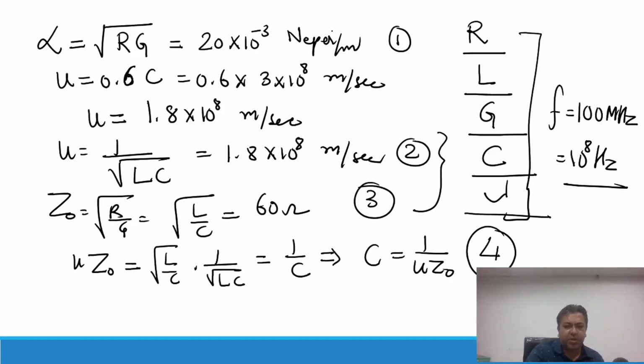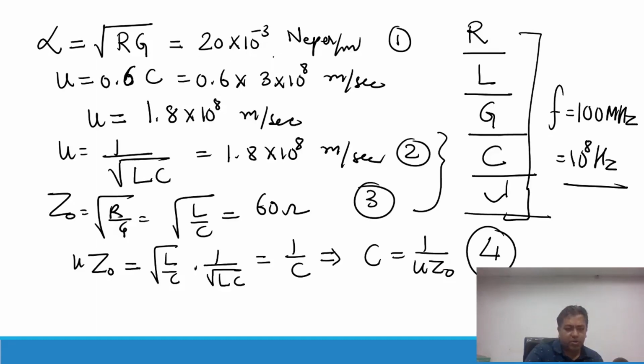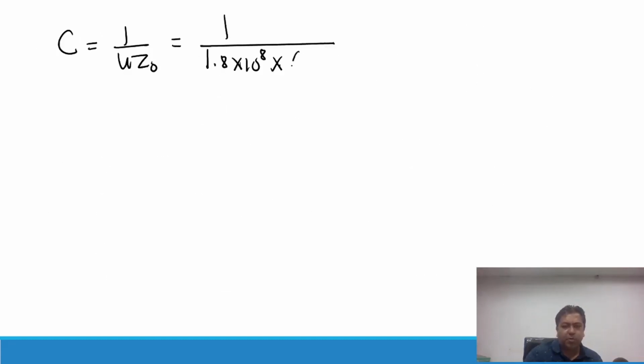Okay. C is equals to 1 upon U Z naught. Let me substitute the values for simplification. U is 1.8 into 10 to the power 8, and Z naught, how much is Z naught? Z naught is 60 ohm. Okay, let me put the value 60. This value is in farad, and of course you can convert it into picofarad or nanofarad, whatever it is. Okay, so this is the capacitance.